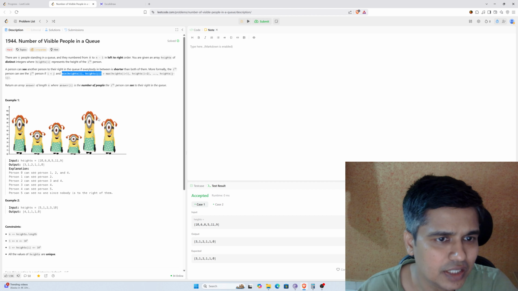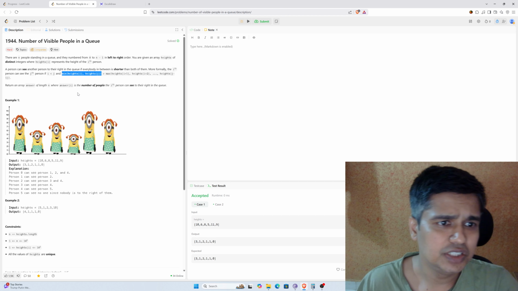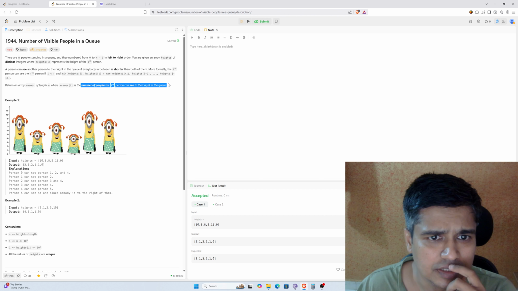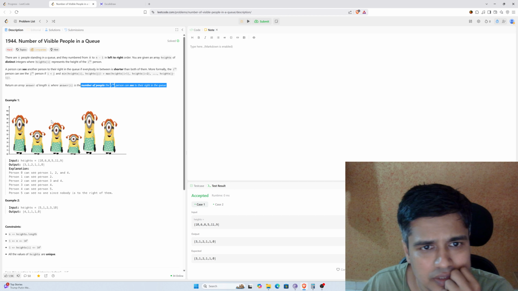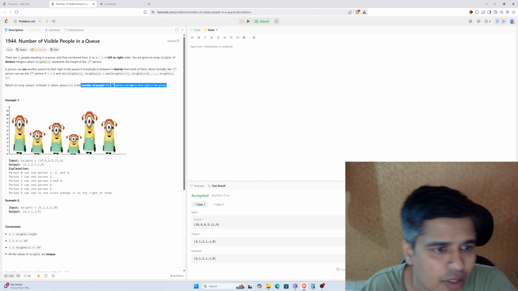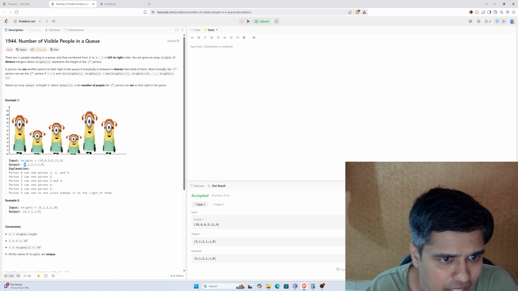So this way we can conclude, and we need to return the answer: the number of people the ith person can see to their right in the queue. It is very easy to predict using common intuition. If I'm standing here, how many people can I see? 1, 2, 3. 3 is the answer. If I'm standing here, how many people can I see? Right next to me, only one person.